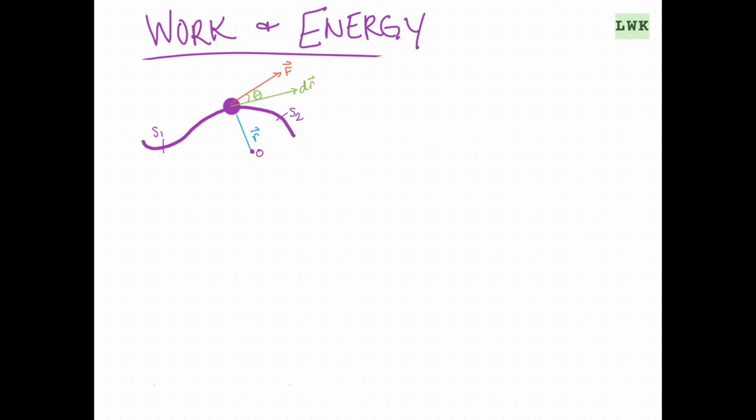So we can denote an increment of work as dW, and we'll define it as work equals our force vector F dot dr. Now, F dot dr is going to be equal to the magnitude of F times the cosine of theta times the magnitude of dr. So the total work done, we can say, is going to be the integral of F dot dr from S1 to S2.